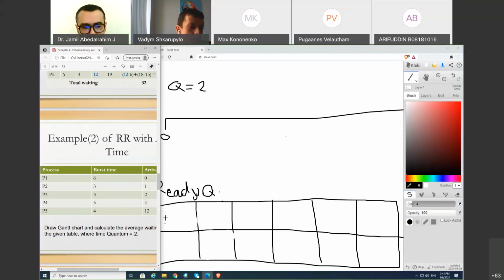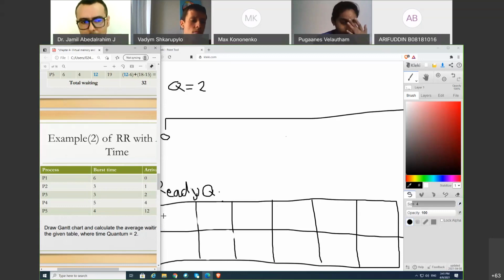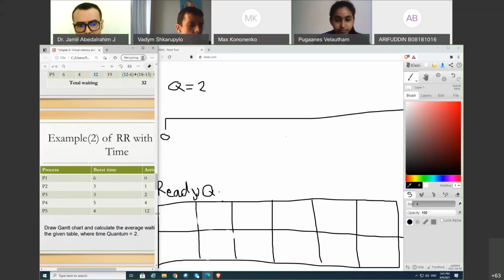Exactly, P1. We have a burst time 6, which is the execution time. So here the first arrived is process 1. We write it down in our ready queue.